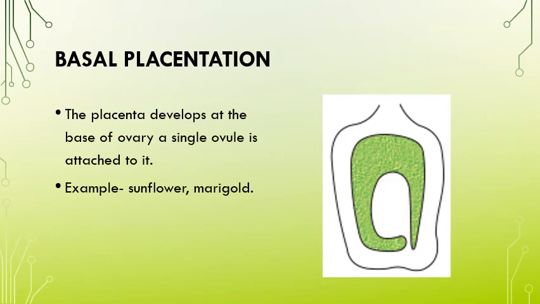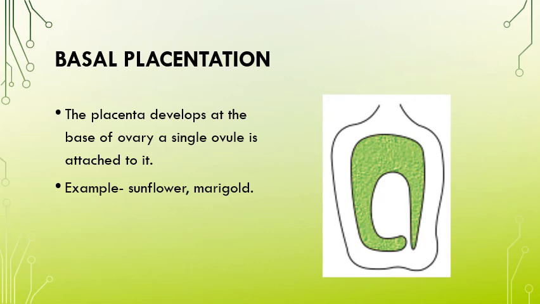Gynoecium is the female reproductive part. It is composed of one or more carpels. It is divided into three parts: the stigma to receive the pollen grains, the style through which the pollen tube travels and reaches the ovary, which has the ovules where the formation of ova takes place. Ovule ripens to form the seed and ovary ripens to form the fruit. And the arrangement of the ovules in the ovary is known as placentation.